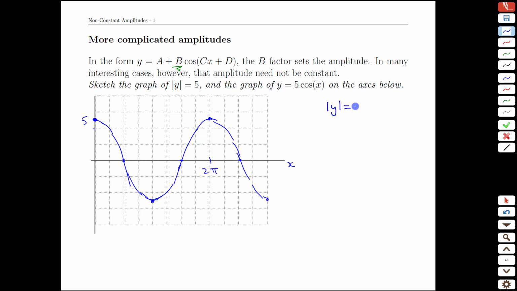We're going to add something about the 5, and notice we have the absolute value here. So the absolute value of y is equal to 5. That can happen two different ways. It can happen with y equals 5, or y equals negative 5. And these are both horizontal lines. If we find all the points where y equals 5, that's all these points here, that would be this horizontal line. We also have all the points where y equals negative 5.